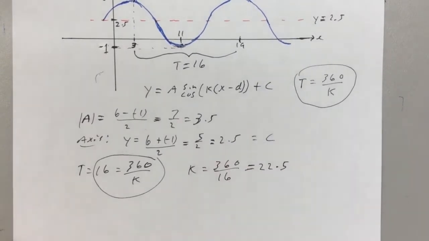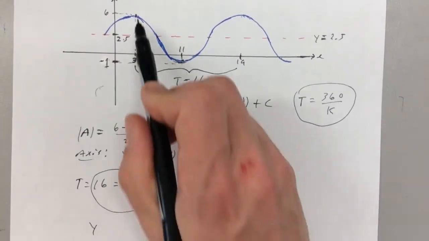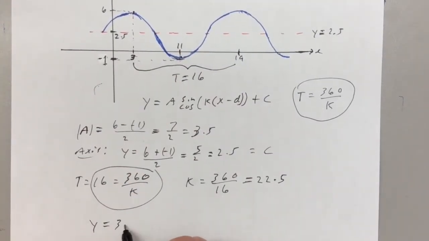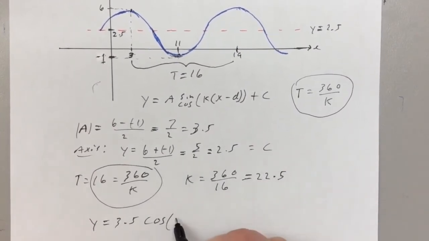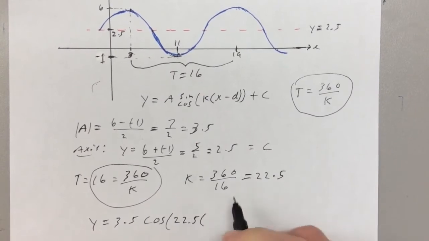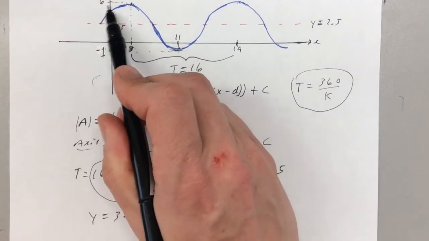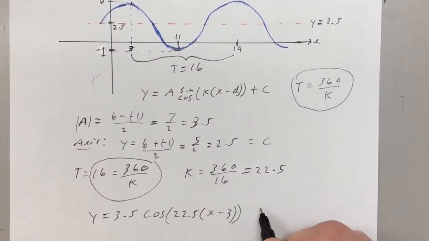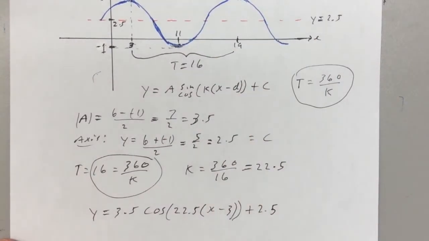And now we can figure out what this function is. So we're going to use positive cos, because we're going to start here. So y equals 3.5 cos of 22.5 x minus, so I'm pushing it forward, so it's going to be x minus 3, and then plus 2.5 at the end. Okay, so that's one cosine graph.